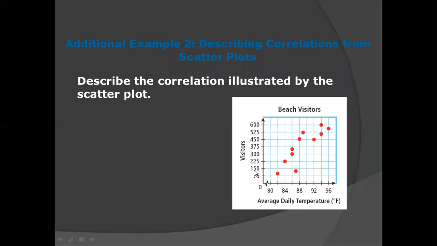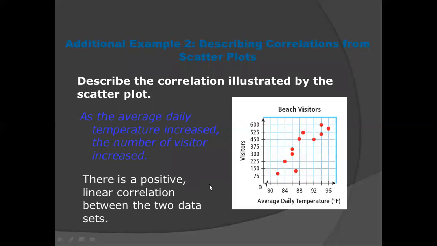Example. Describe the correlation illustrated by the scatter plot. As shown in the figure, as the average daily temperature increased, the number of visitors increased. So there is a positive linear correlation between the two data sets. As shown in the figure, we can make a line between these points. So this is a linear correlation.